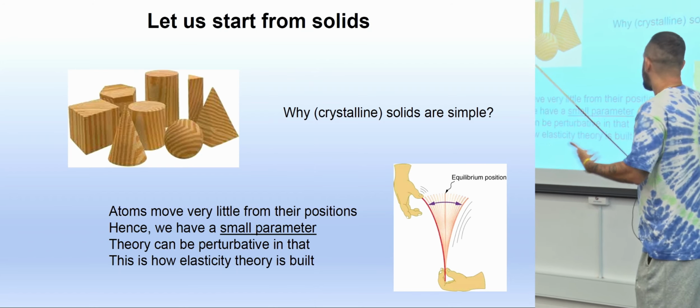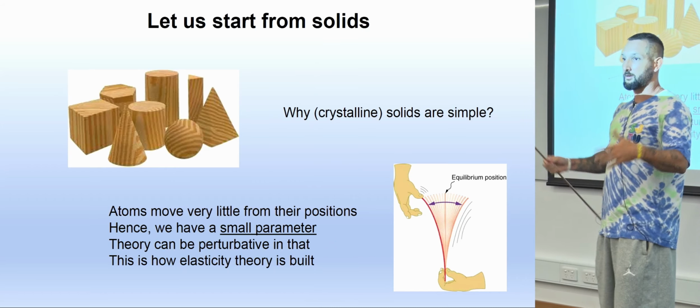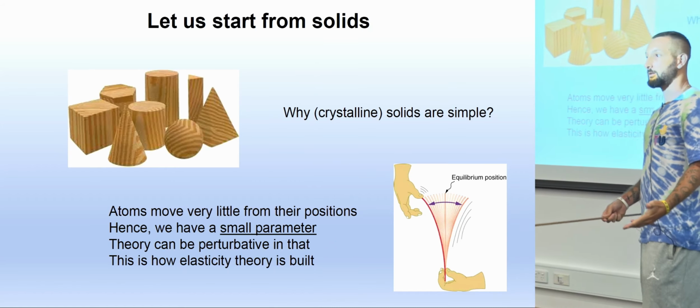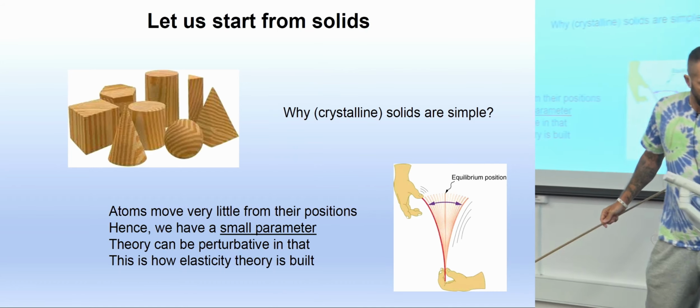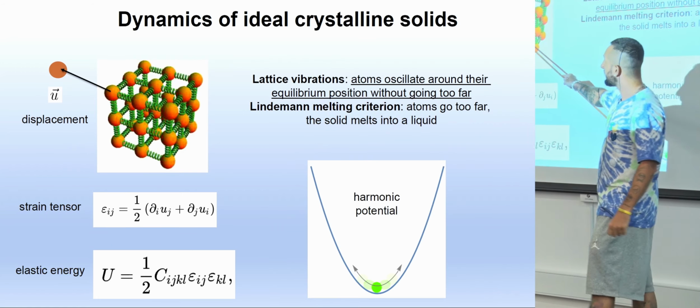So what this means, as a theorist, is that I have a small parameter. And whenever a theorist has a small parameter, he's happy, because then I can build some perturbative theory in this small parameter. And this is exactly what elasticity theory is. Okay? So to make it a bit more precise, imagine you have your solid with your atoms.